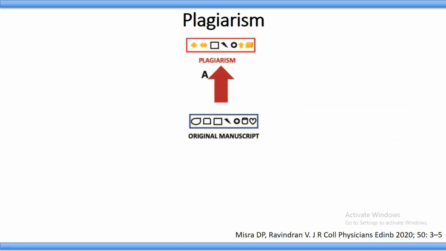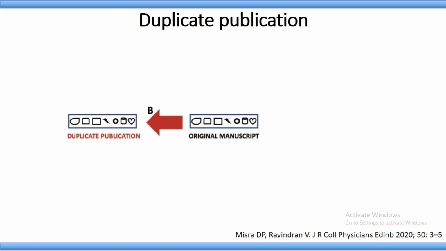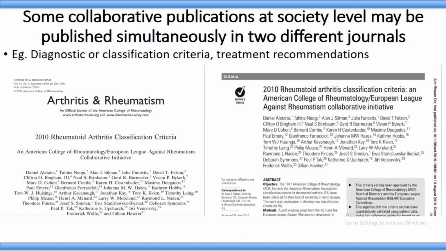So as we saw, plagiarism is when you reproduce something verbatim without saying that this is a verbatim reproduction and without duly attributing the source. The duplicate publication. So as we saw, some collaborative publications, for example, criteria. This is in our specialty, the rheumatoid arthritis criteria was published simultaneously in 2 major journals. This from the American College of Rheumatology and this from the EULAR. Exactly the same content, same author.